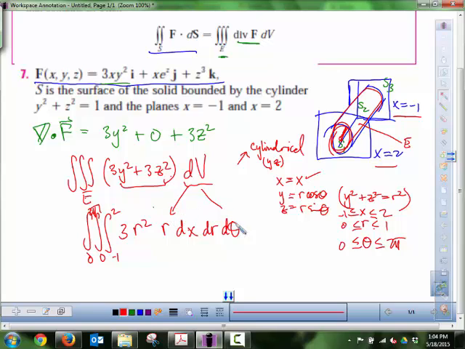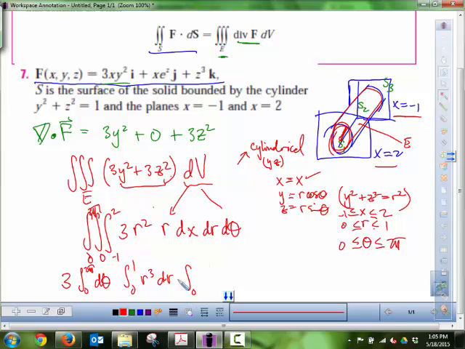So this whole thing is your dV. And it looks like this integral is one of those that you can break up and do individually. So 0 to 2 pi d theta, and then collect all the r's, put the 3 out here. Integral from 0 to 1 of r cubed dr, and then there's no x's in here, -1 to 2 dx.